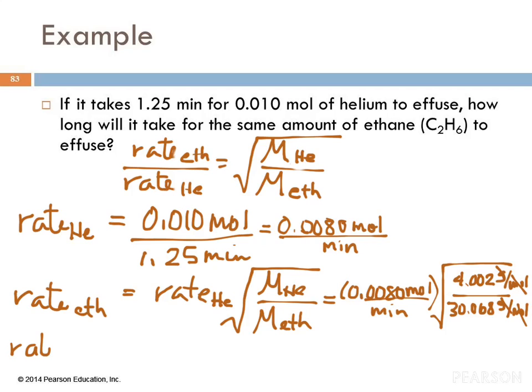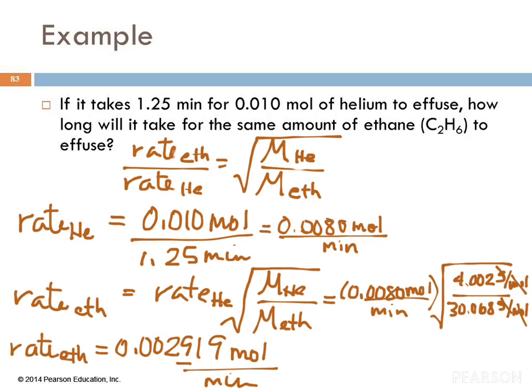So the rate for ethane is going to be equal to 0.002919 moles per minute. Did I do it right? We're looking for time for 0.01 moles. So if I take 0.010 moles and use that rate as my conversion factor, that will give me time. So I'm getting 3.4 minutes.